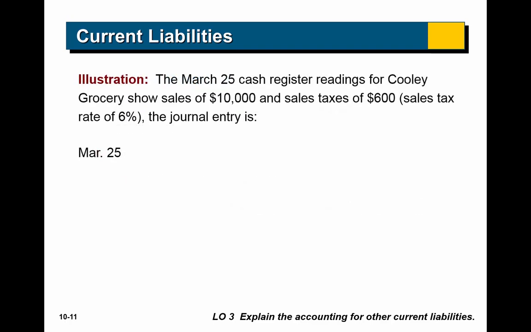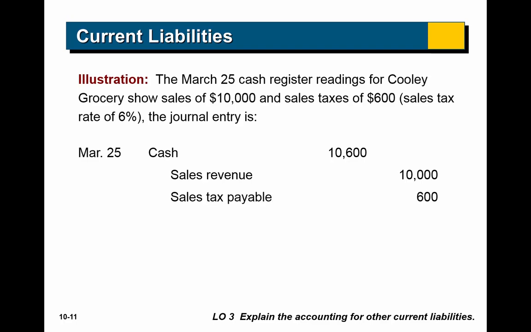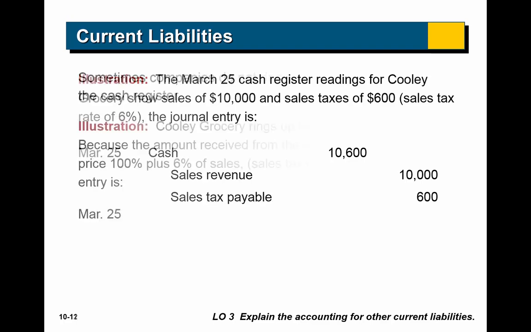So here's an example. On March 25th, register readings for Cooley Grocery Store show sales of $10,000 and sales taxes of $600. So that means they collected $10,600 from the customers. So the journal entry will be the cash goes up by $10,600, sales revenue gets credited $10,000, and sales tax payable, a liability account, gets credited $600.